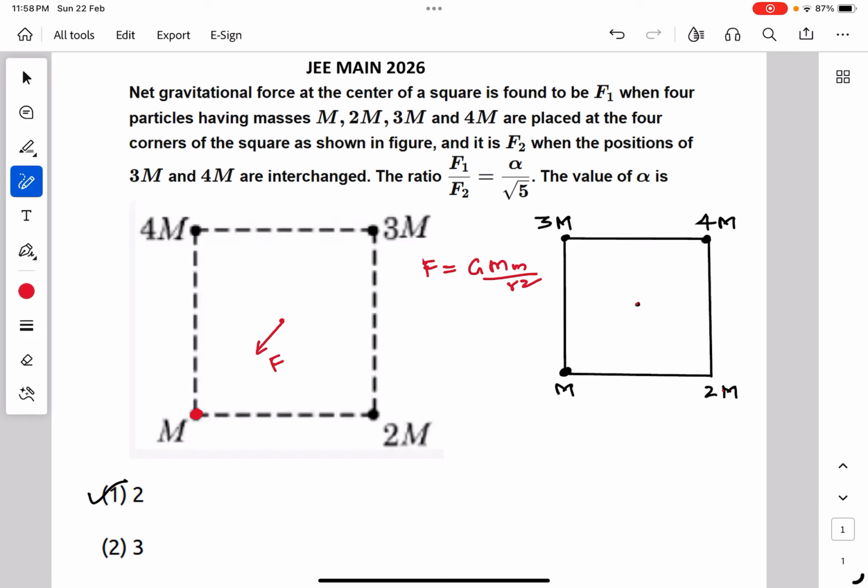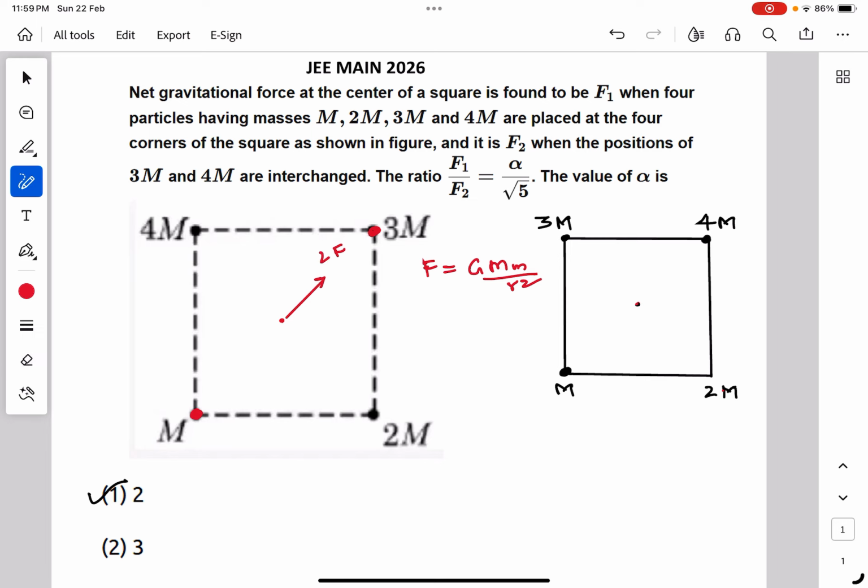Similarly, force due to this particle of mass 3m would be 3F in this direction, and since these two forces are in the opposite direction, their resultant would be 2F in this direction.